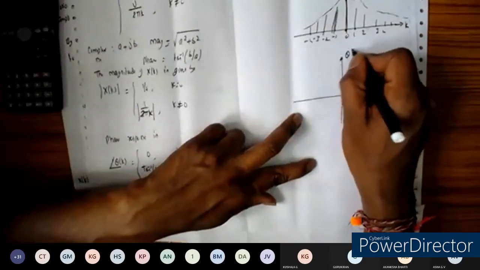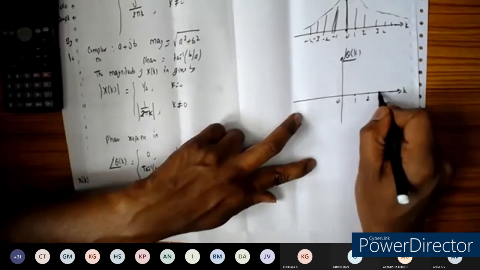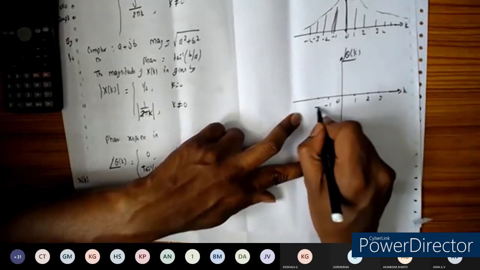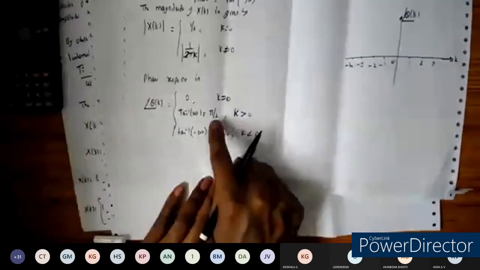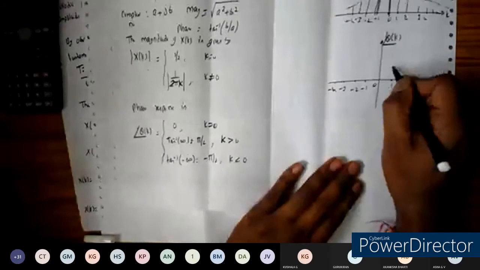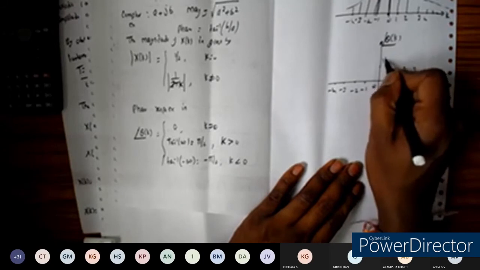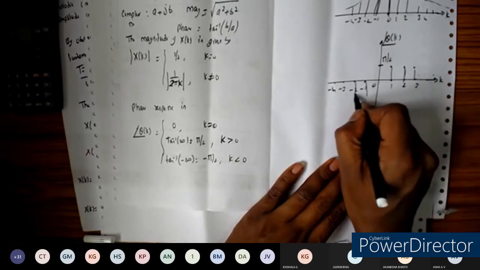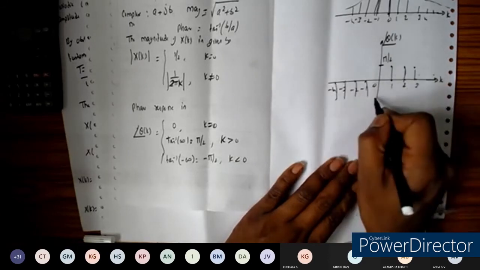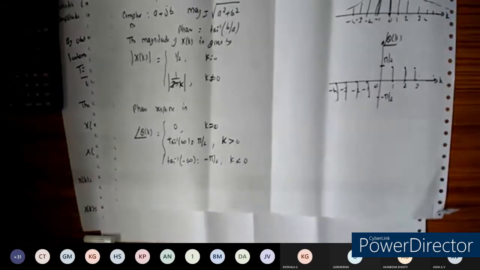The phase response will be the angle of theta of k. So this is k at 0, 1, 2, 3, and -1, -2, -3, -4. Here, for k greater than 0, it is pi by 2. That means for 1, 2, 3 and so on, this value will be equal to pi by 2. For k less than 0, it has the value minus pi by 2.